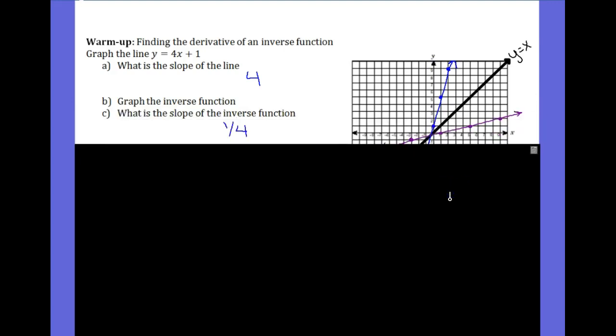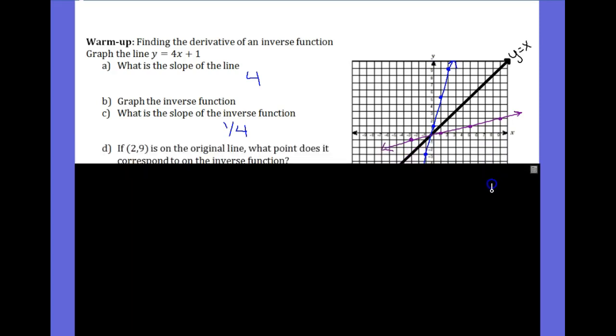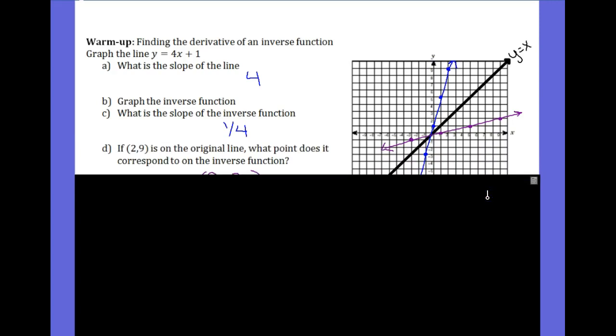So we can graph its inverse easily if we had a graph, because we know that whatever points are on the blue, which is the original, the inverse dots would be the reversed coordinates. So if you have the point (0, 1), then on its inverse you'd have (1, 0). If you have the point (2, 5), then on its inverse you would have (5, 2).